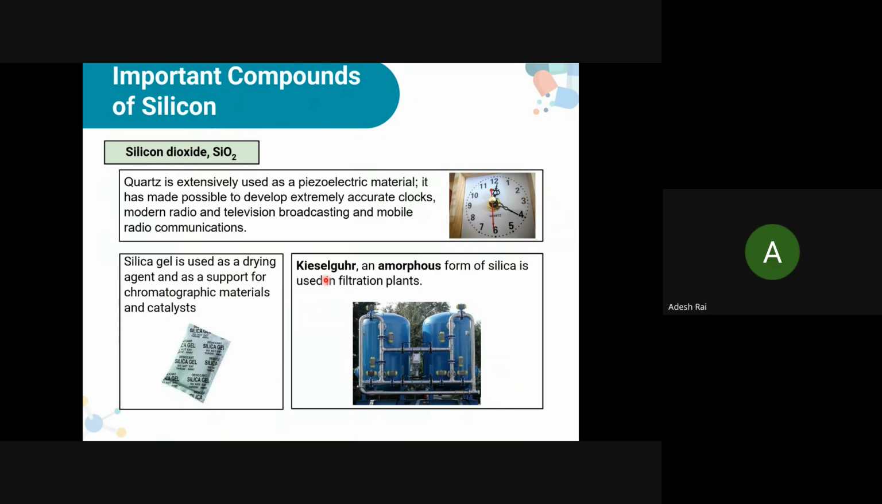Okay. Now this is the most important application. What is written over here? Kieselguhr. What do we call it? We call it Kieselguhr. It's an amorphous form of silica and it is used in filtration plants. Okay. So this is the most important application of the silica. Please remember, it is called Kieselguhr. And it's an amorphous form of silica. And generally it is used in which areas? It is used in filtration plants.